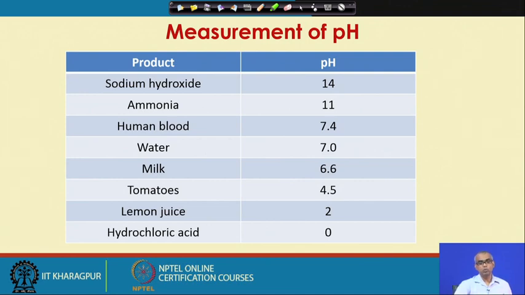Here we show pH of some typical products. Sodium hydroxide being highly alkaline or basic, pH 14, ammonia may be around 11, human blood is 7.4 pH, so slightly basic. Pure water is exactly neutral, so 7 pH, milk is slightly acidic 6.6, tomatoes 4.5, lemon juice 2, hydrochloric acid extremely acidic.